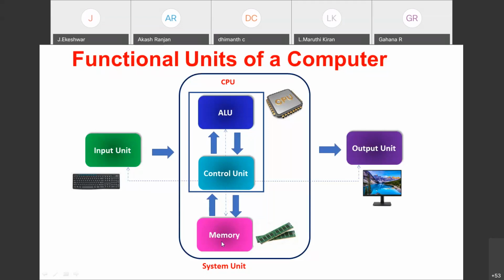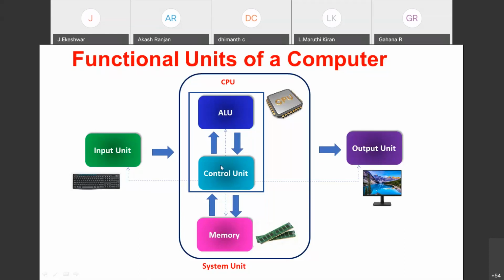Assume some instruction is stored in the memory. That instruction is to be fetched by the processor to execute it. And as you know, the program to be executed must be loaded in the memory. So one by one, the instructions will be fetched from the memory into the processor, then decoded and executed.